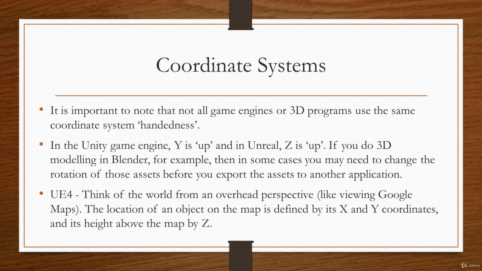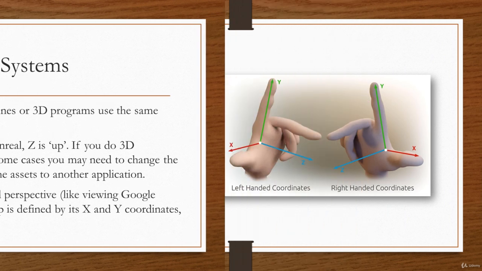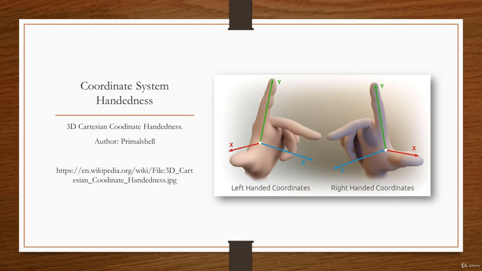Now, in Unreal Engine 4, if you think of the world from an overhead perspective, like viewing Google Maps, for example, the location of an object on the map is defined by X and Y coordinates, and its height above the map by Z. So basically again, Z is up and down. In Unity, Y is up. So there's a bit of a difference. And so here I have an image, which I'll link you to. And we'll talk about the coordinate system handedness here.